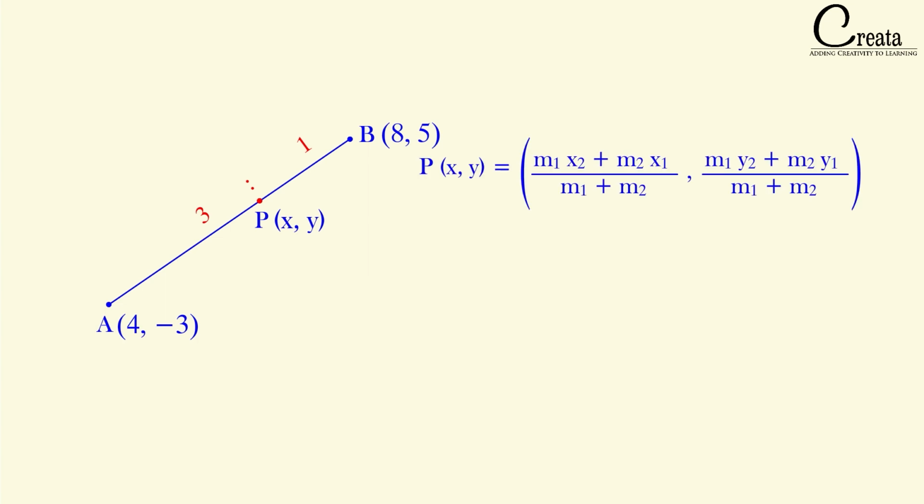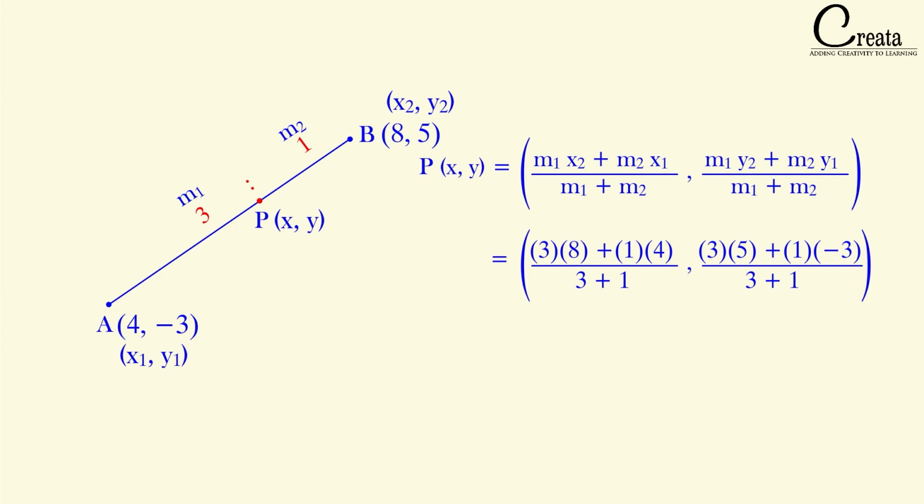So this is the section formula. Here x1, y1 are 4 and -3. x2, y2 are 8, 5. m1 is 3 and m2 is 1. Note that here you can also replace the x1, y1 and x2, y2, but m1 and m2 will also be replaced accordingly. m1 will come with x1, y1 and m2 will come with x2, y2. Got it? Let's simply put it in the formula. We got the coordinate of point P as (7, 3).